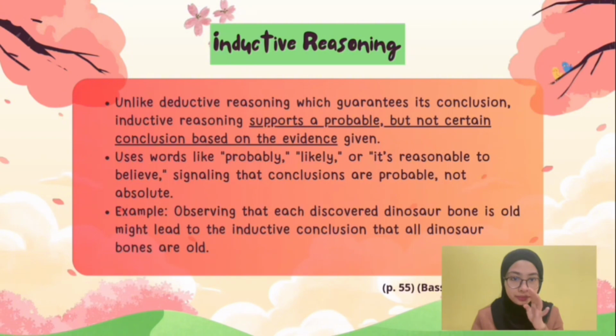So for example, observing that each discovered dinosaur bone is old might lead to the inductive conclusion that all dinosaur bones are old. So, as we can see from the example, it shows how inductive reasoning works. If one keeps finding old dinosaur bones, they might start to believe that all dinosaur bones must be old. However, this is definitely not guaranteed to be correct.